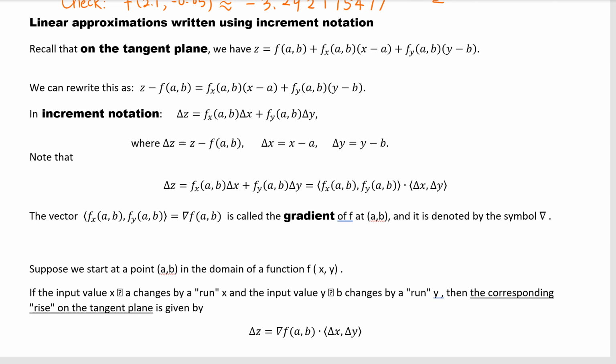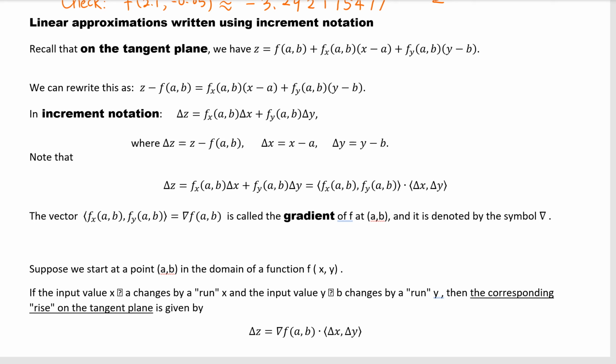Hi everyone, let's continue. Let's talk about linear approximations written using increment notation. Recall the tangent plane: z equals f(a,b) plus partial f partial x evaluated at (a,b) times (x minus a) plus partial f partial y evaluated at (a,b) times (y minus b). We can rewrite this as z minus f(a,b) equals partial f partial x times (x minus a) plus partial f partial y times (y minus b).